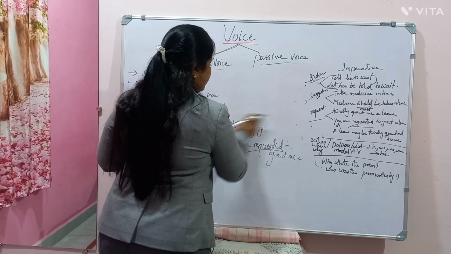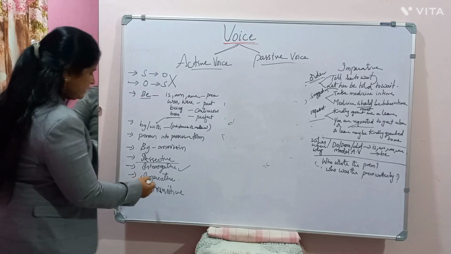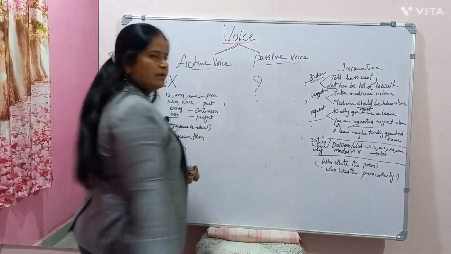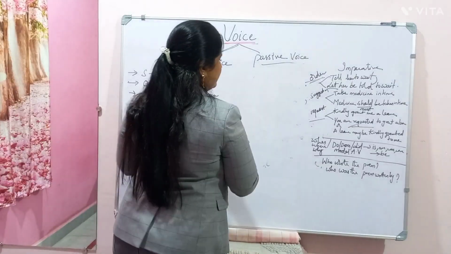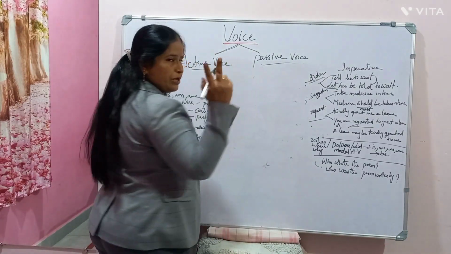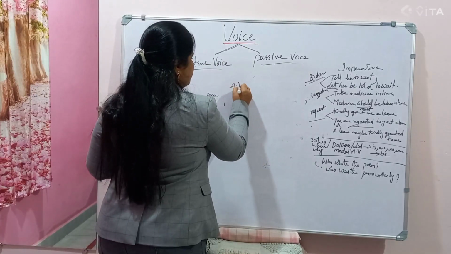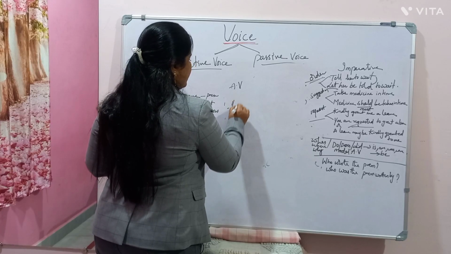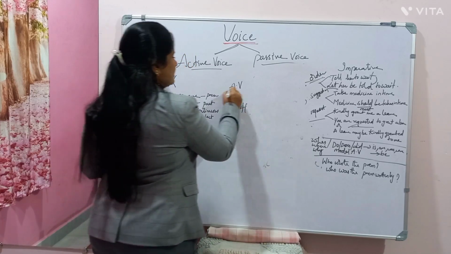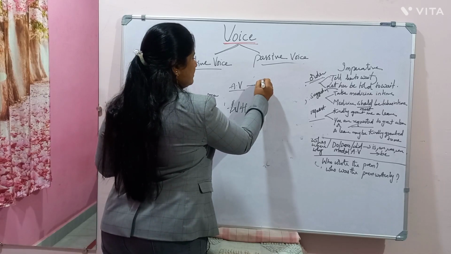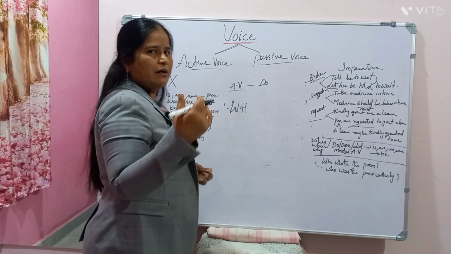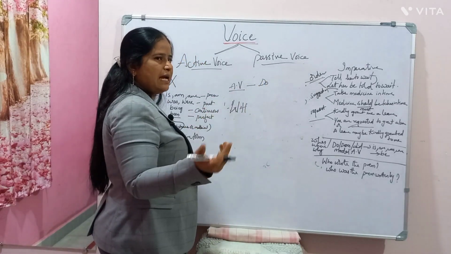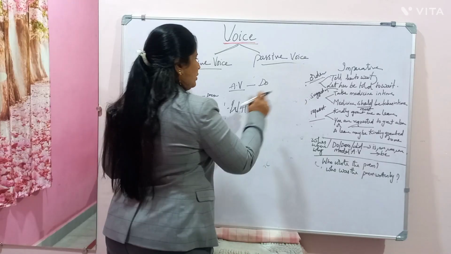After the imperative sentences, the final one is interrogative sentences. What is interrogation? Interrogation is a question. How many types of interrogations do we have? There are 2 types: the questions which start with auxiliary verbs, and the questions which start with WH words. Let's see the auxiliary verbs first. They are do, does, did, have, has, had, will, would, shall, should. All these are auxiliary verbs.